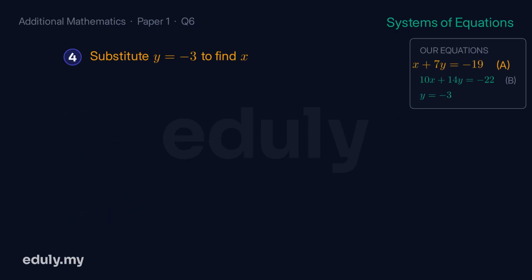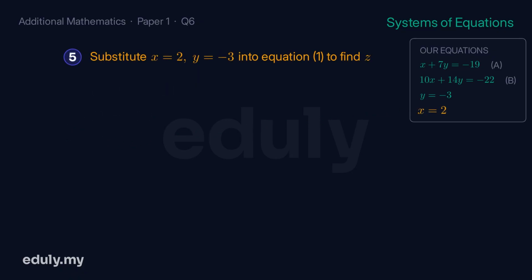Step 4. Put y equals negative 3 into equation A. Substitute y equals negative 3 into equation A. 7 times negative 3 is negative 21. Add 21 to both sides. X equals 2.